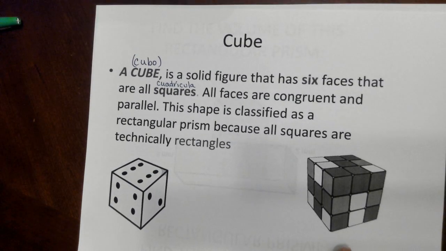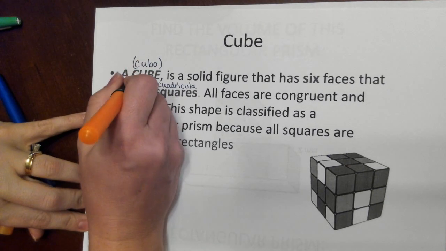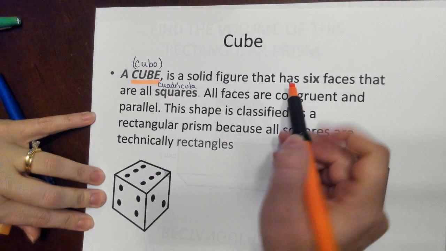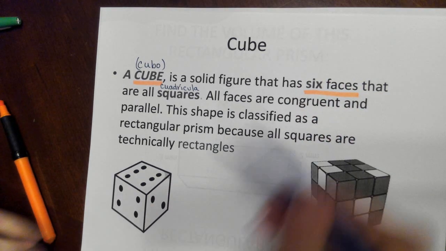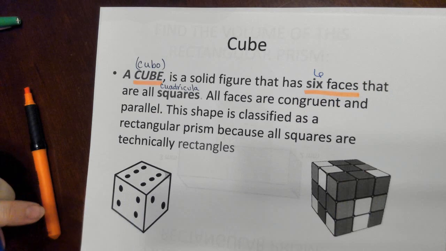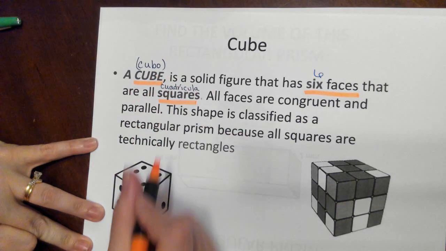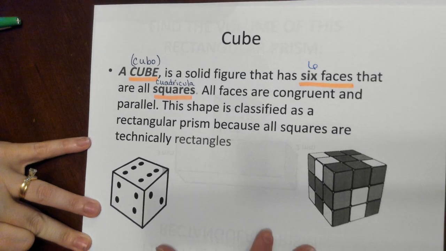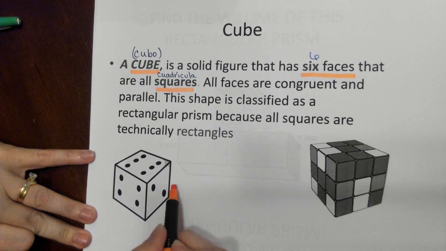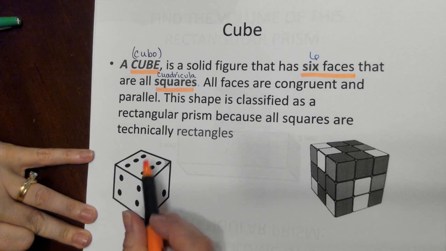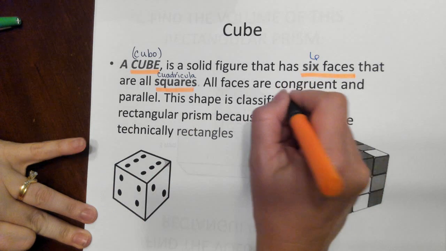Okay, cubes are also rectangular prisms. So a cube is a solid figure that has 6 faces again, but instead of all rectangles, they are all squares. So a cube is a rectangular prism because it has 6 sides or 6 faces, but instead of some of them being rectangles, they're squares. So all the faces are congruent.